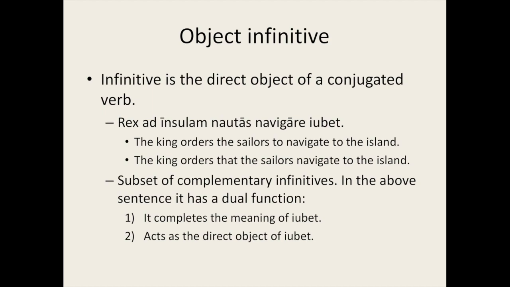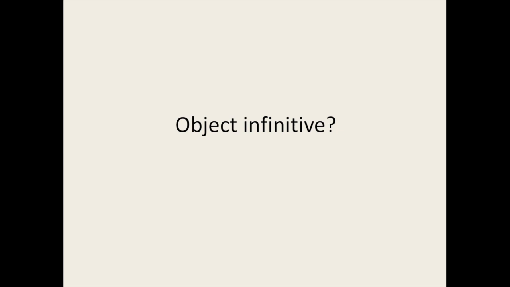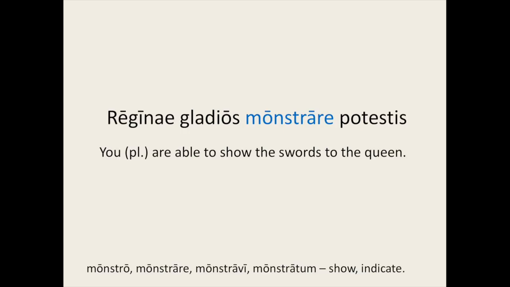This splitting is also possible in cases where the subject of the finite verb is also the subject of the object infinitive. Let's now look at two example sentences which contain infinitives. Are the following complementary infinitives also object infinitives? Reginae gladius monstrare potestis. You are able to show the swords to the queen. Gladius is an accusative plural, reginae is a dative singular. Is monstrare an object infinitive?